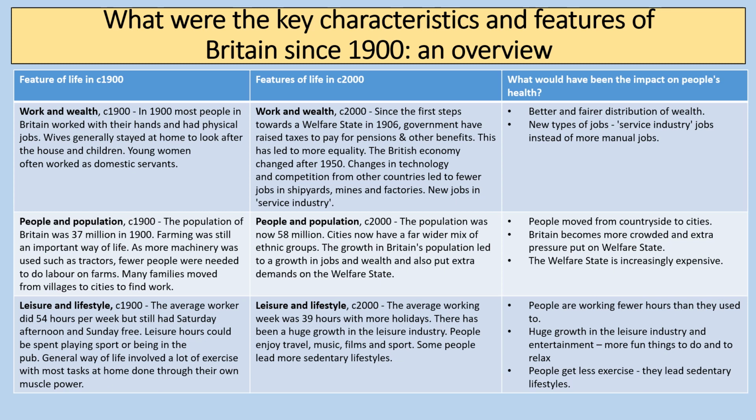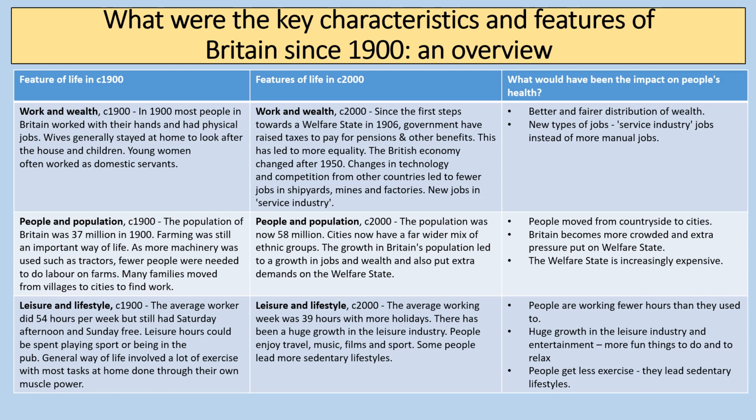In terms of population, the population of Britain was 37 million in 1900. Farming was an important way of life. As more machinery was used, such as tractors, fewer people were needed to do labour on farms, and many families moved from villages to cities to find work. By the end of the 20th century, the population was 58 million. Cities now have a far wider mix of ethnic groups.